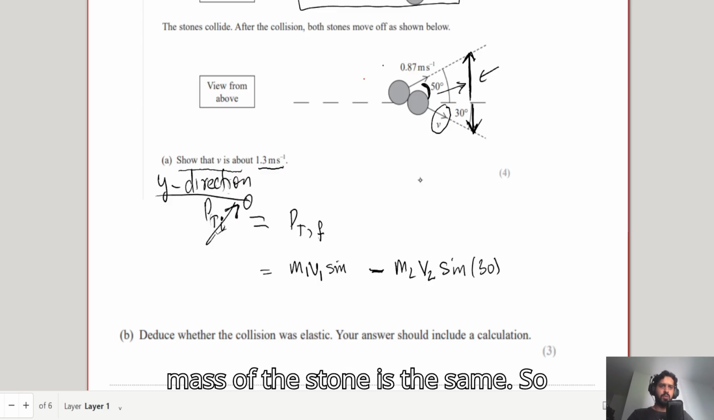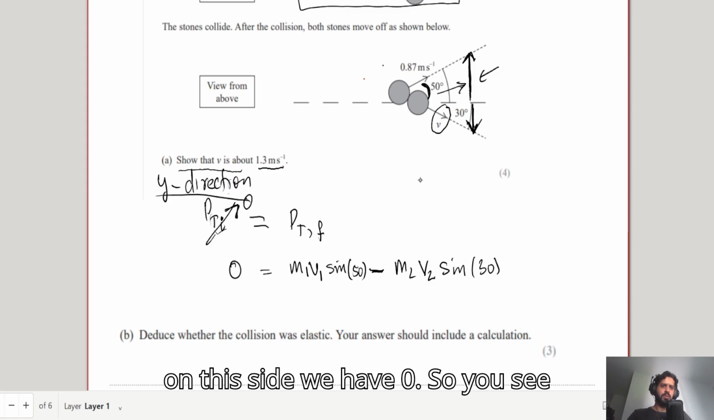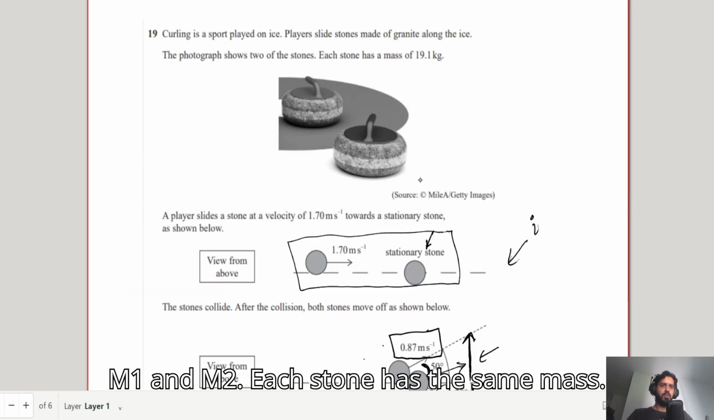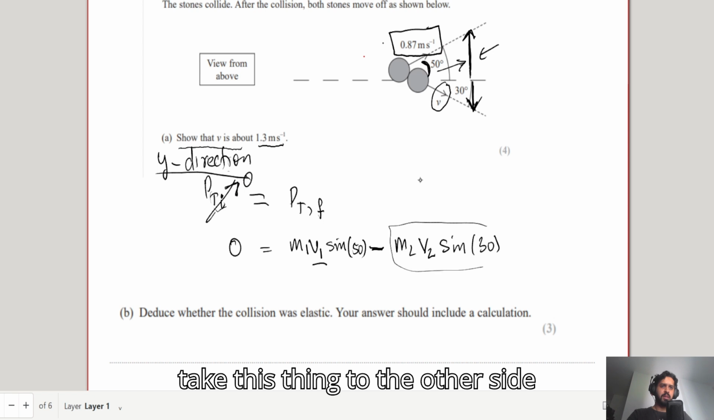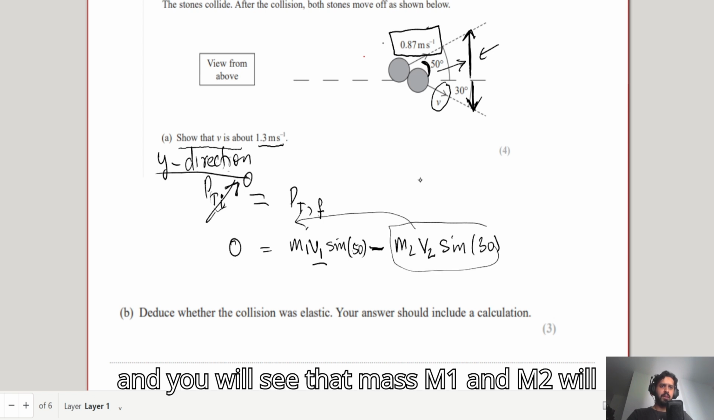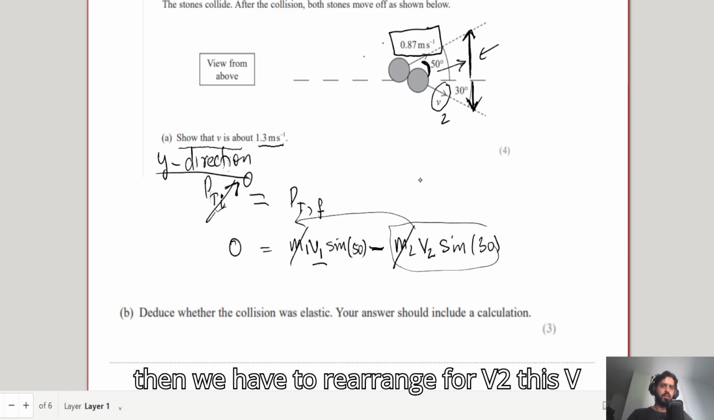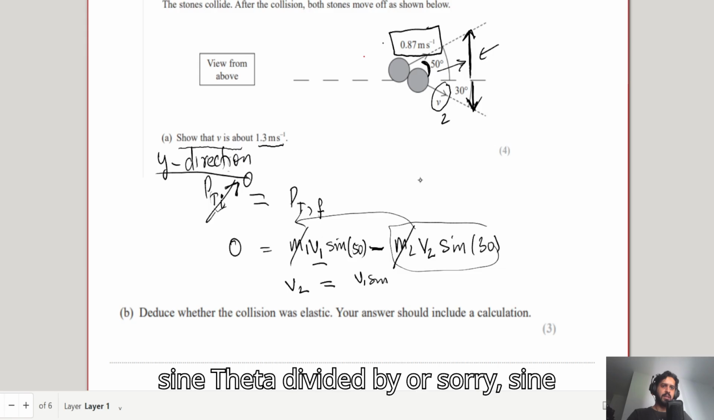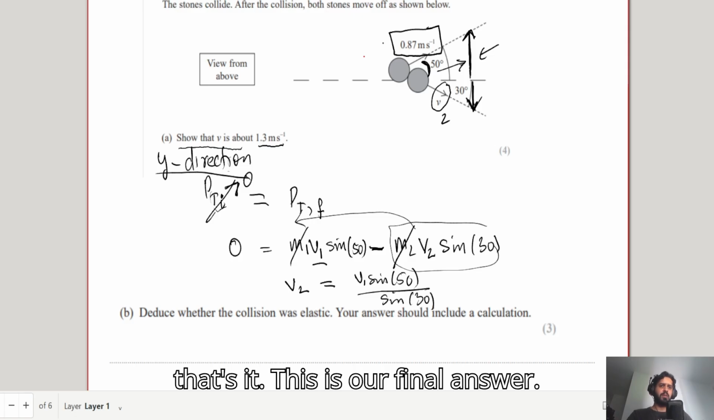This one is 50. And I think mass of the stone is the same. So this one is 50. And on this side we have 0. So you see v1 is 0.87. m1 and m2, each stone has the same mass. So if you rearrange this equation, let's take this thing to the other side, and you will see that mass m1 and m2 will cancel because they are just equal. And then we have to rearrange for v2, this v, right? So our final equation will look something like this. v2 equals v1 sine 50 divided by sine 30. And that's it. This is our final answer.